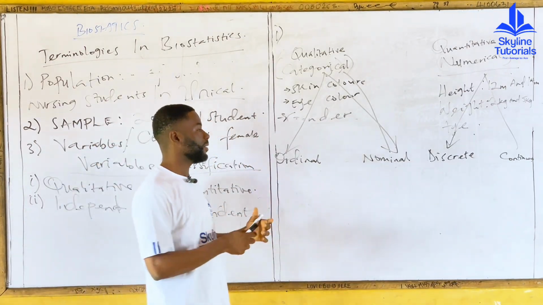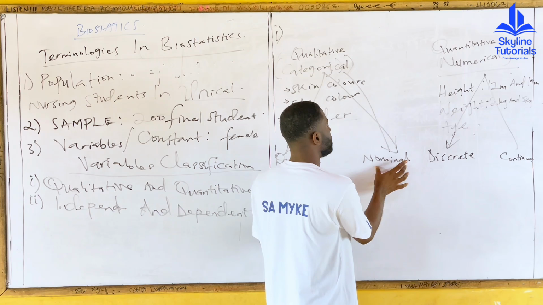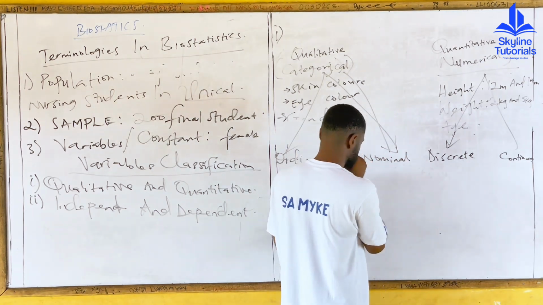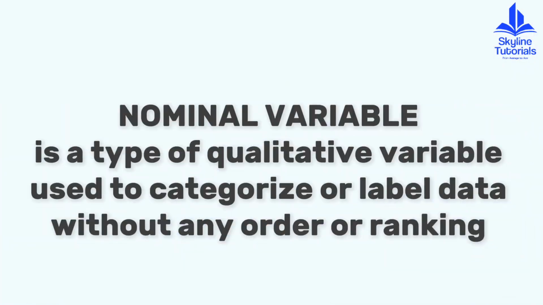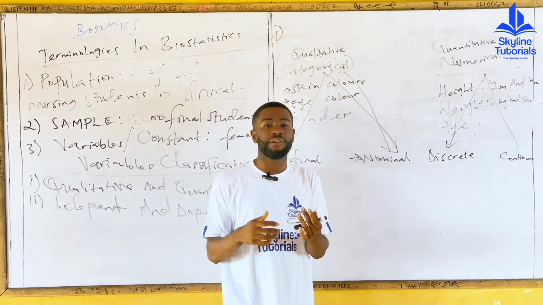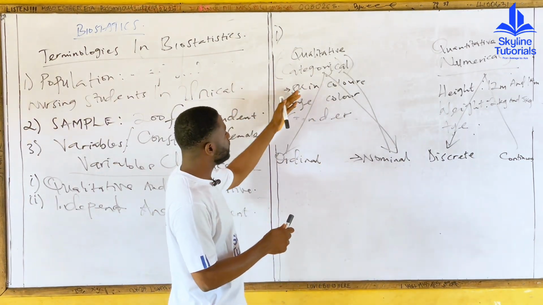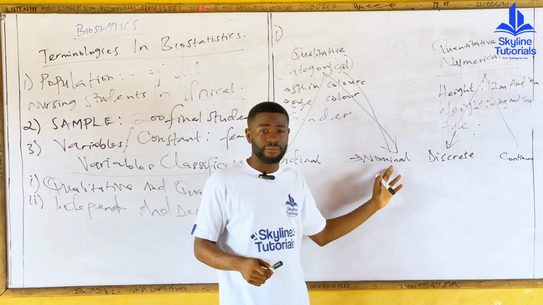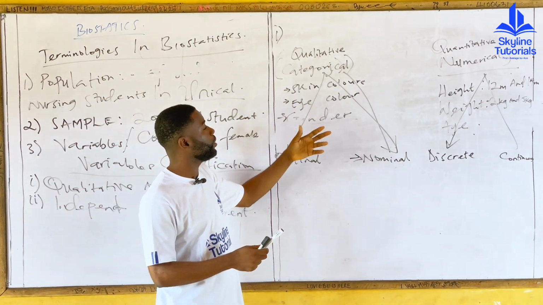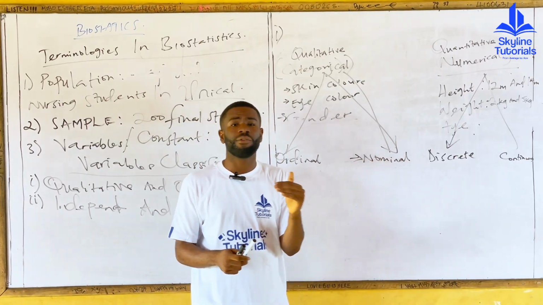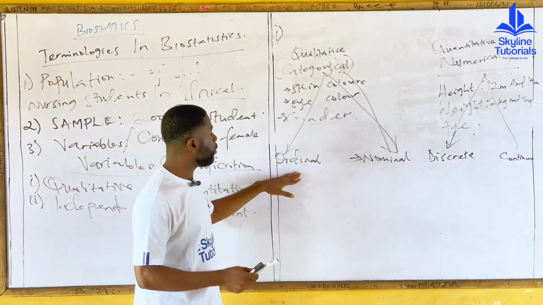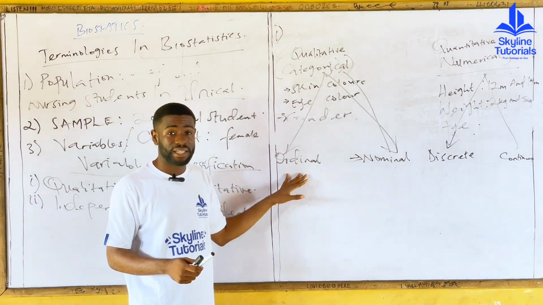So let's look at what an ordinal variable is, and then what a nominal variable is. Let's start from here. A nominal variable is any variable that does not have ranking. All of these are examples of nominal variables: skin color, eye color, gender. They are all nominal variables because there is no ranking. But for an ordinal variable, there are rankings.